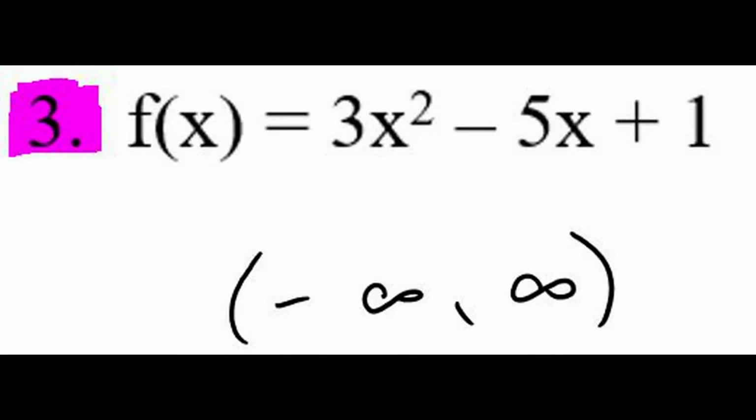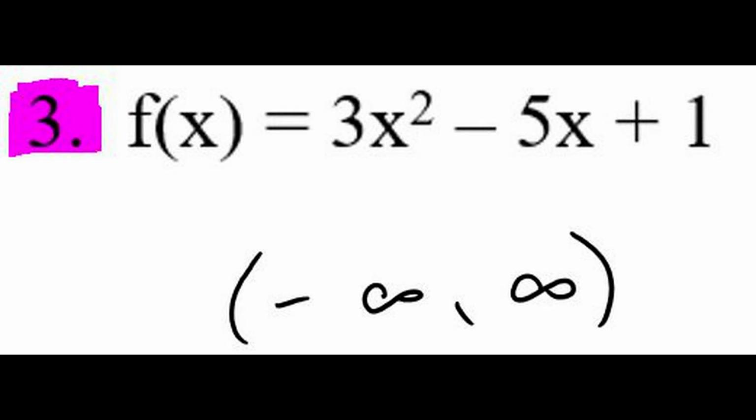Well, for number 3, is there any division or any square roots in here? There aren't. So you can plug in any number you want and you'll get something out. You'll never get an error message or something like that. So what we say is we go from negative infinity to positive infinity, or in other words, every number that exists will work for this.